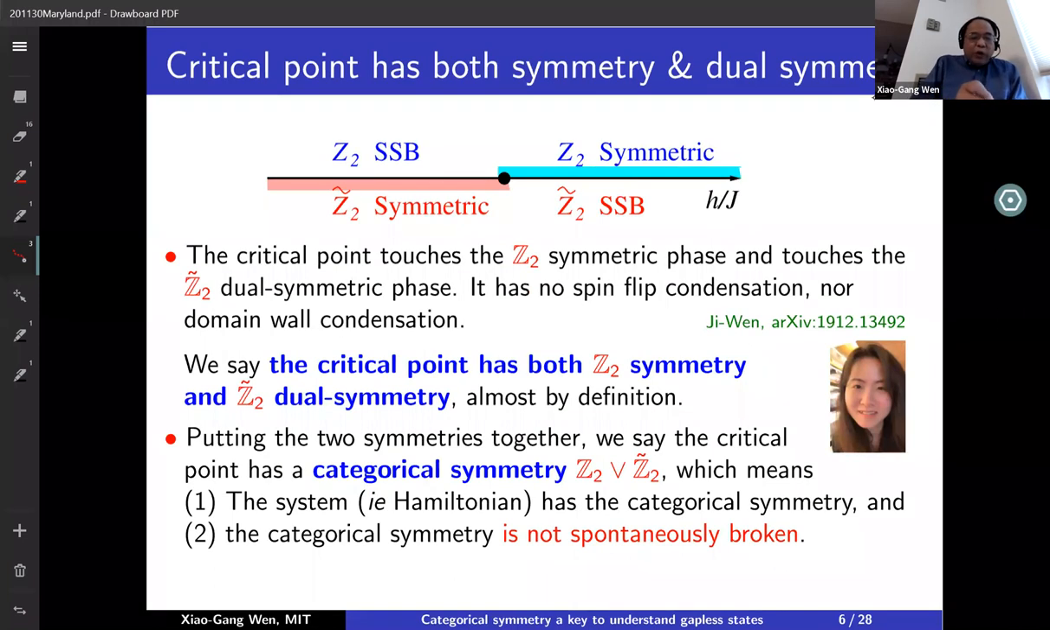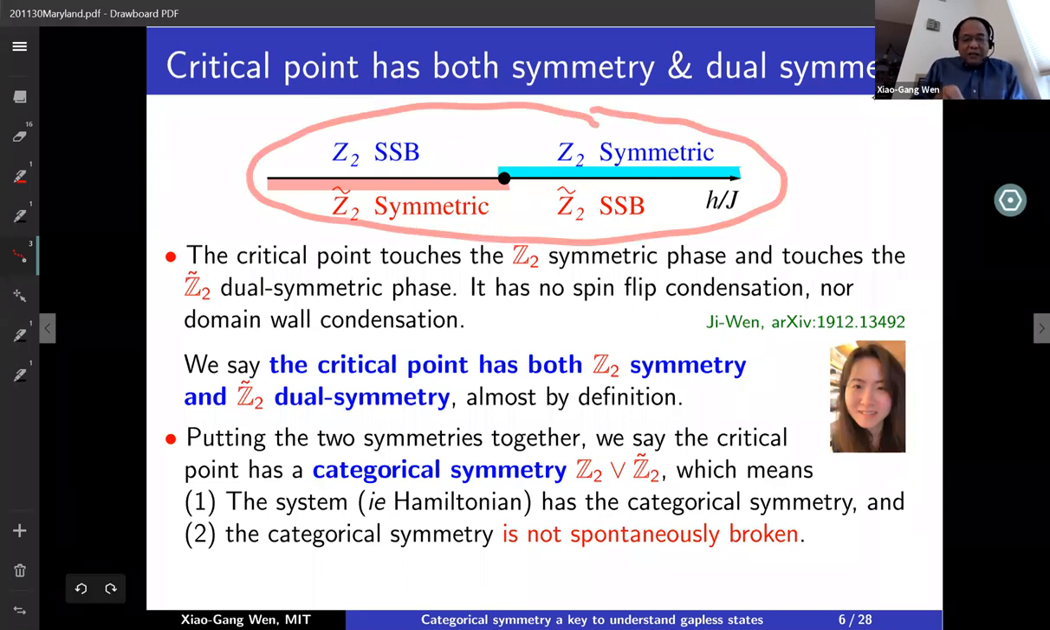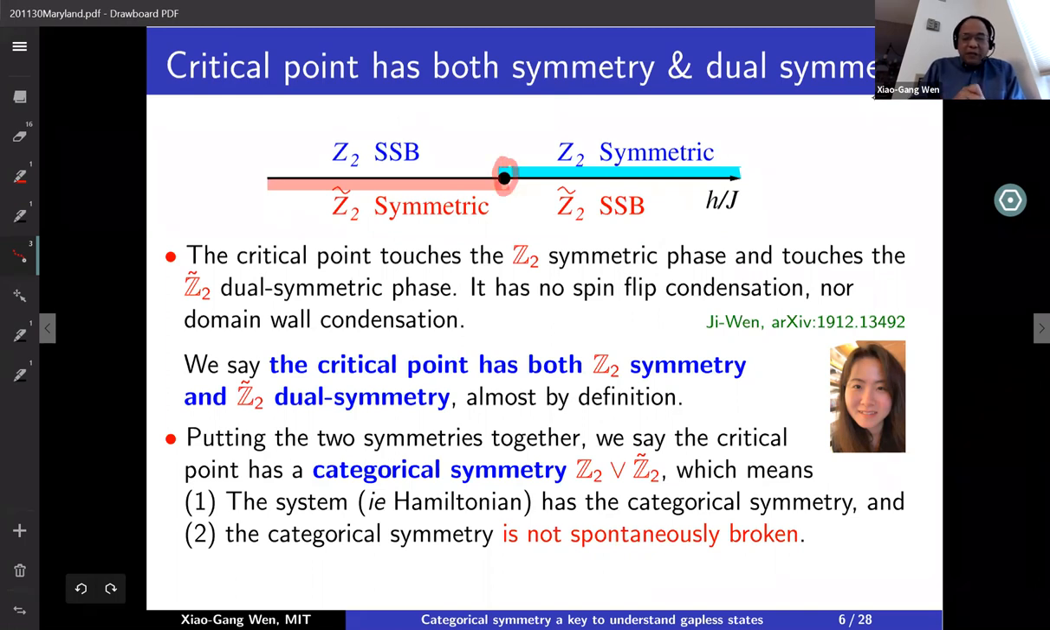So when you look at the two pictures together, we see that the critical point touches this Z2 symmetric phase, and also touches this Z2 dual symmetric phase. So in a sense, this critical point has no spin flip condensation, nor domain wall condensation. So in some sense, this critical point would have both Z2 symmetry and Z2 dual symmetry. So this is a wonderful proposal that this critical point has both symmetries. And we try to say this may be the most important character of the critical point.